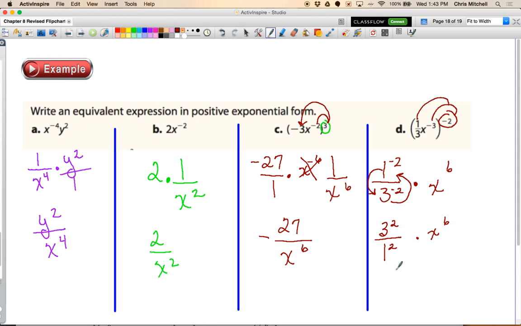I'm going to go ahead and evaluate that. I know 3 to the second power is 9. And 1 times 1 is still 1. Times x to the 6, my final answer. And you can put this over 1, still have a 1. My final answer will be 9x to the 6th power. And that is it, guys.